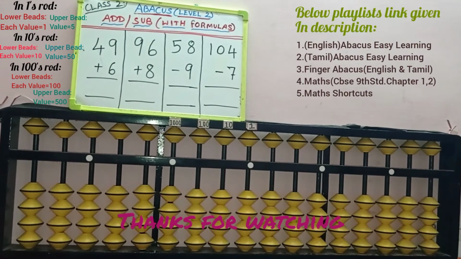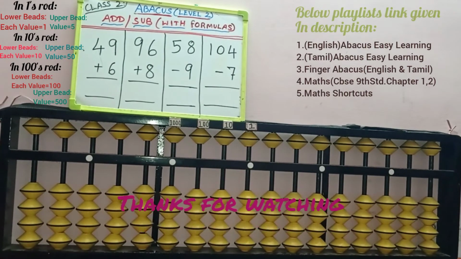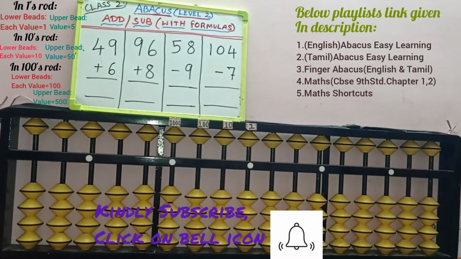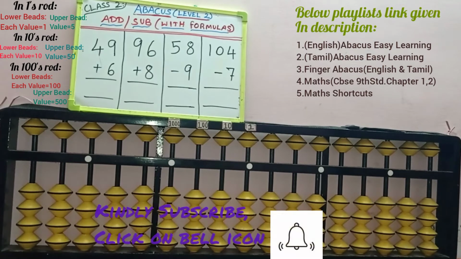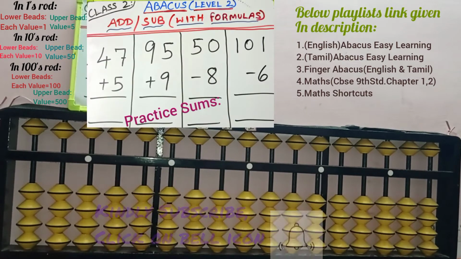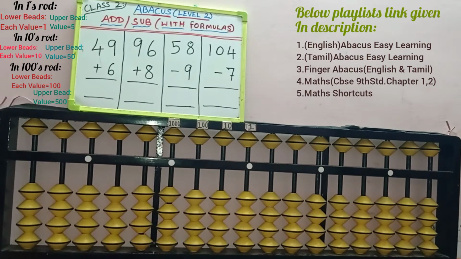Here we are going to learn how to add or subtract 2-digit numbers with single-digit numbers by using some formulas, right? I explained 4 problems here, and there are 4 problems for your practice. After watching this video you can try this using the Abacus, okay? First sum is 49 plus 6.